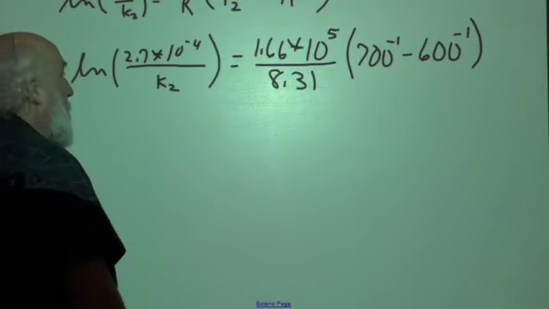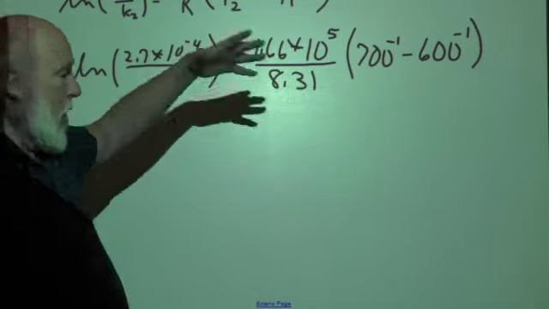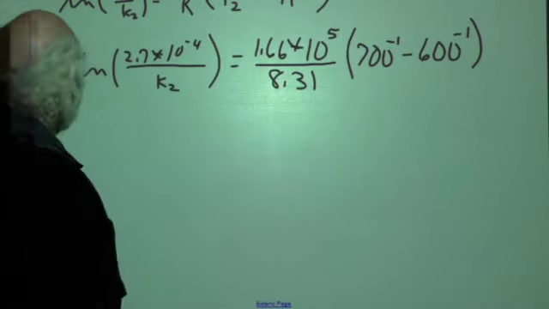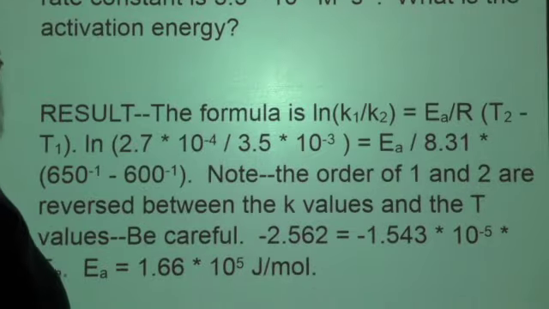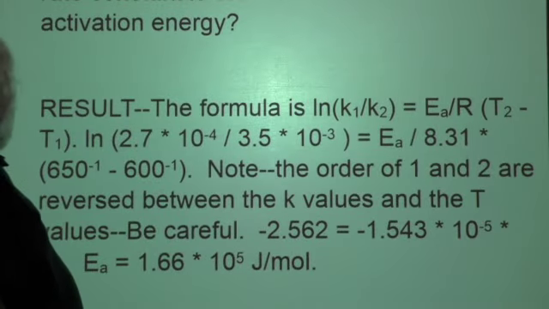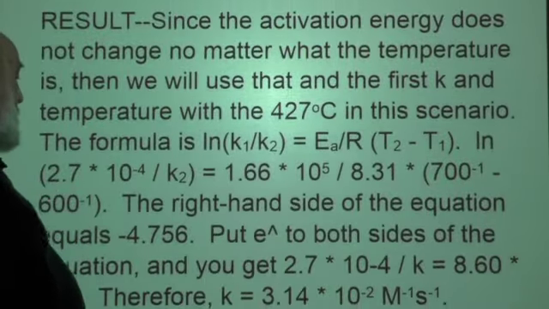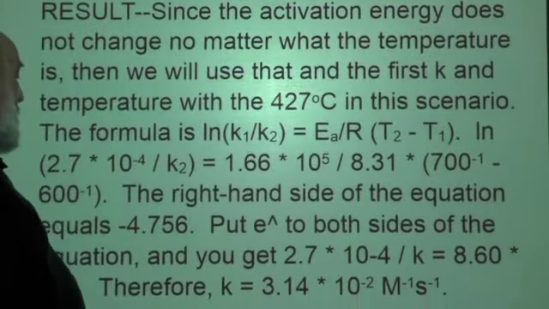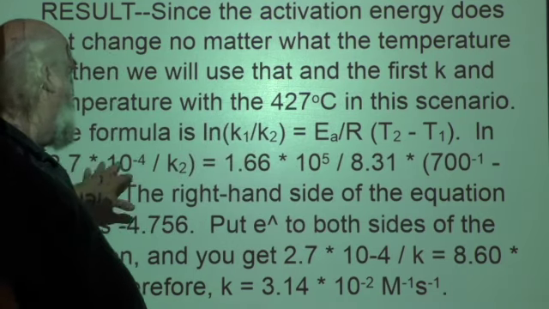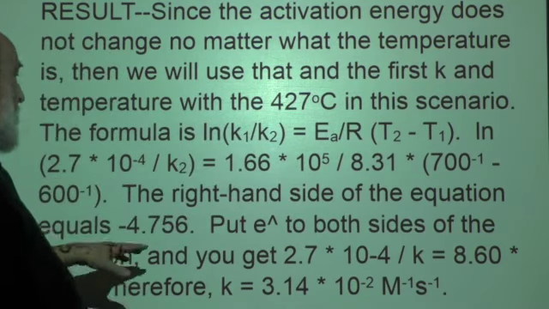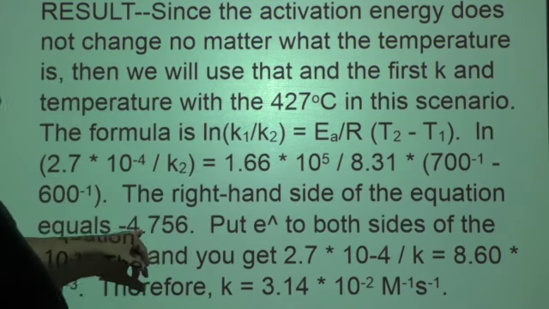Okay, so that's our setup for this. And again, I've done the math in the problem. Go down to the results. That's the previous result. That would be equals. This is the equation I just wrote down with that stuff thrown in. And it turns out the right-hand side of the equation is negative 4.756. So all of this right here is negative 4.756. And that leaves us this.